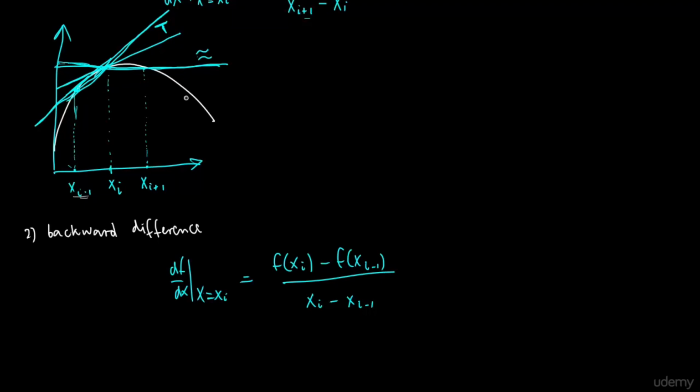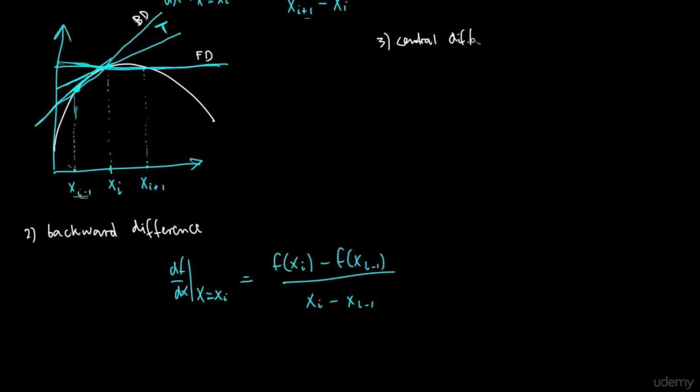Okay, let me do the labels a bit better. So I'm going to wipe out this part, and instead let's have: this is the forward difference approximation, and this line is the backward difference approximation. Okay, so these are the two options, but there is another option, and the other option is called central difference.